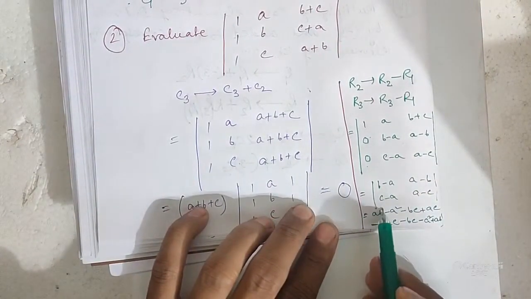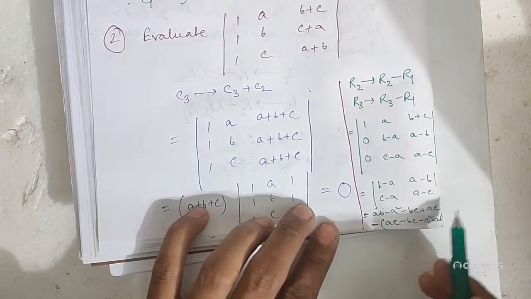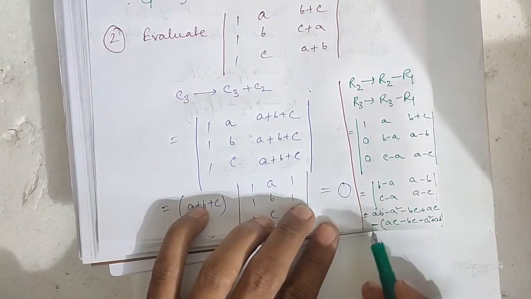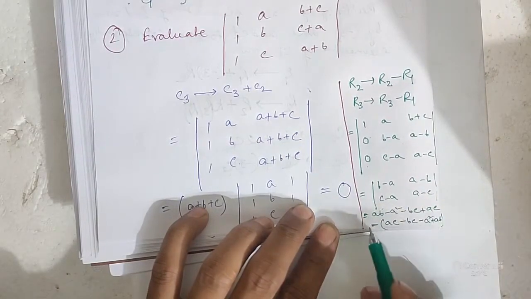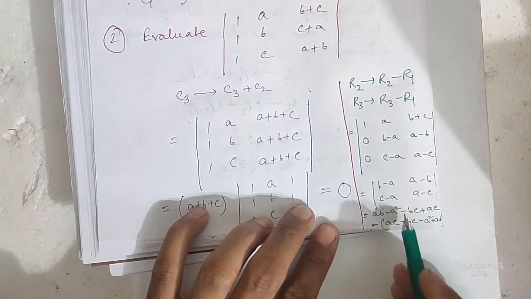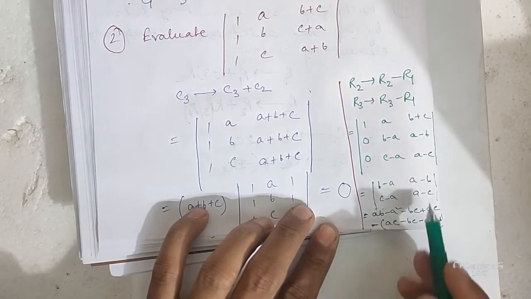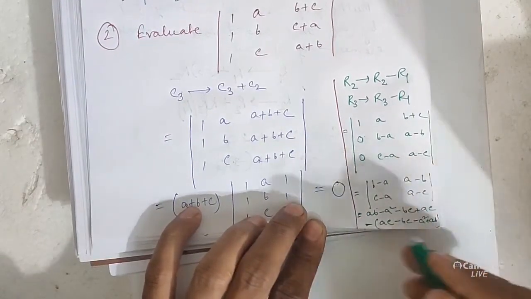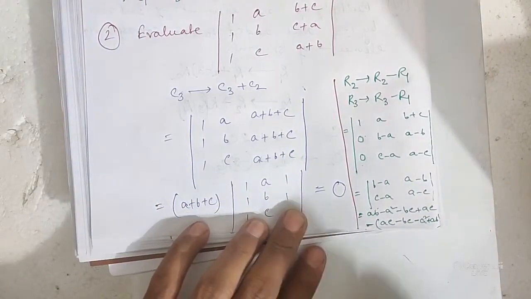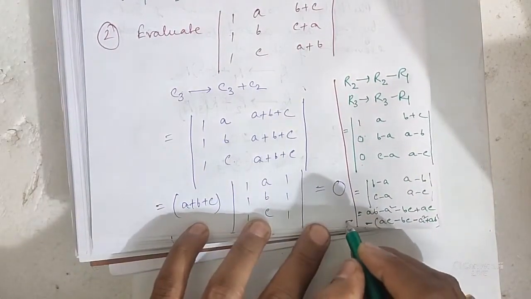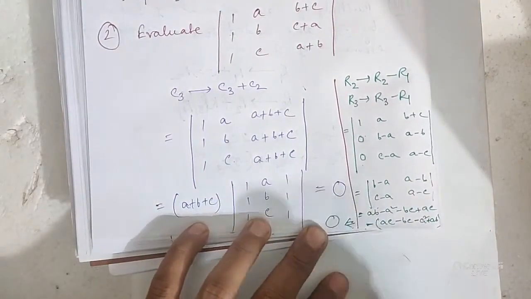Now check here, minus AB and here plus AB cancelled. Here minus A square, here plus A square cancelled. Here plus AC, here minus AC cancelled. Here minus BC, here plus BC cancelled. So ultimately here also you are getting 0.